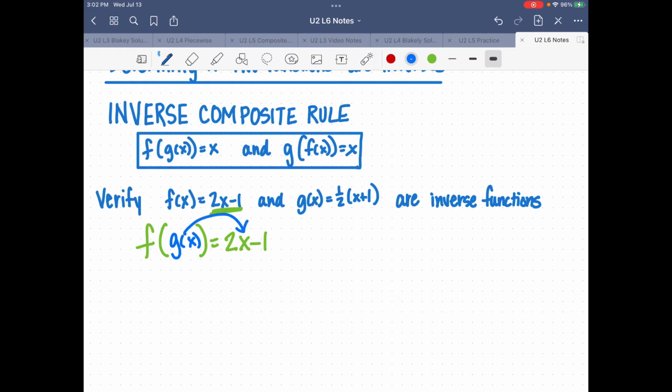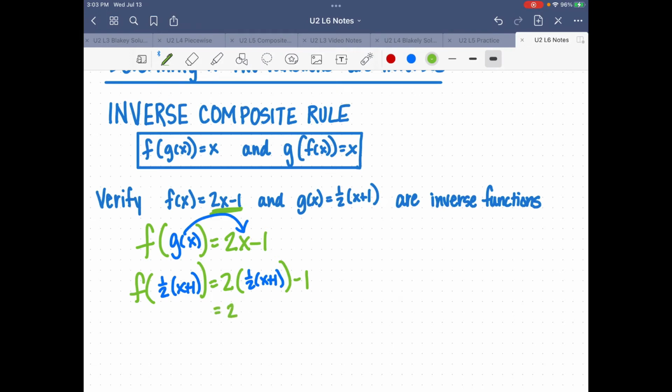That's what I'm substituting in for x. And I want to show that it equals x. So now all I need to do is simplify. So I'm going to simplify inside my parentheses first. I'm going to have 1/2 x plus 1/2. Now I'm going to distribute my 2.